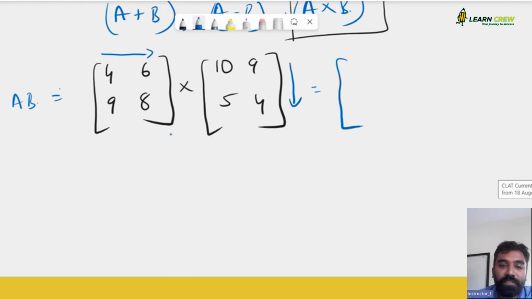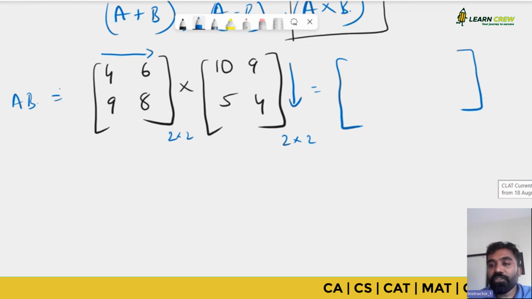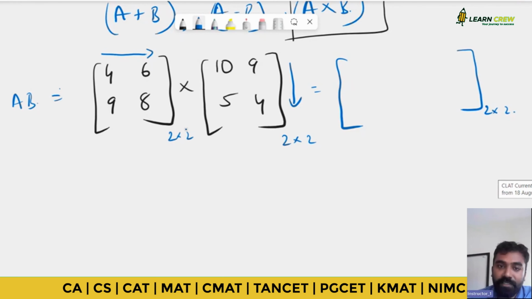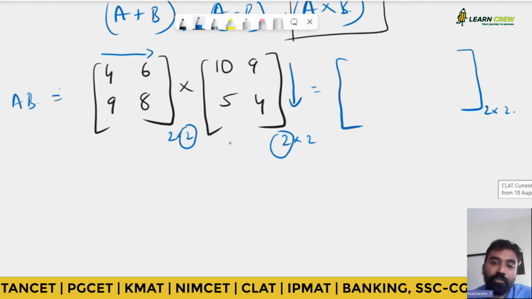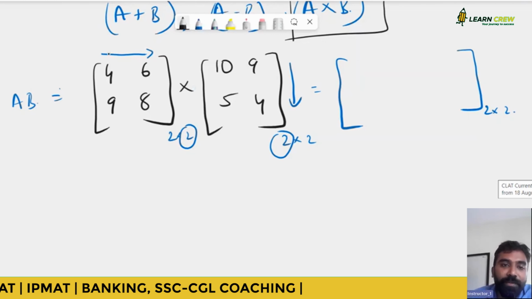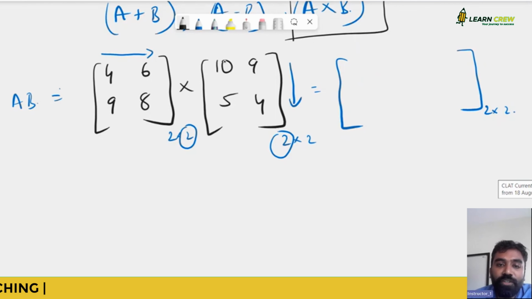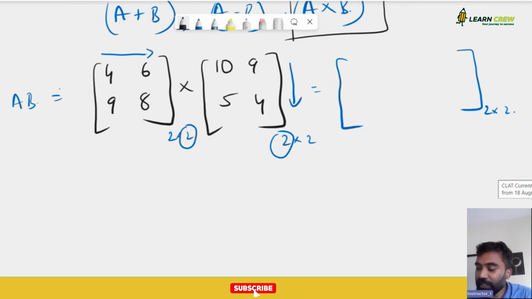Okay, fine. Next, since this is 2 cross 2 and this is 2 cross 2, obviously this also will be 2 cross 2. Since the columns here and the rows here match, the result is going to be 2 cross 2. Fine. Now, how will you do it? The first row elements is going to get multiplied with the column elements of the second one and the column elements of the third. Try it. I will help you out later. You try it first.